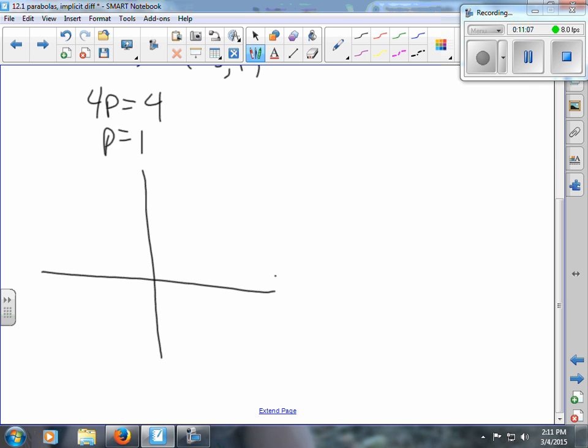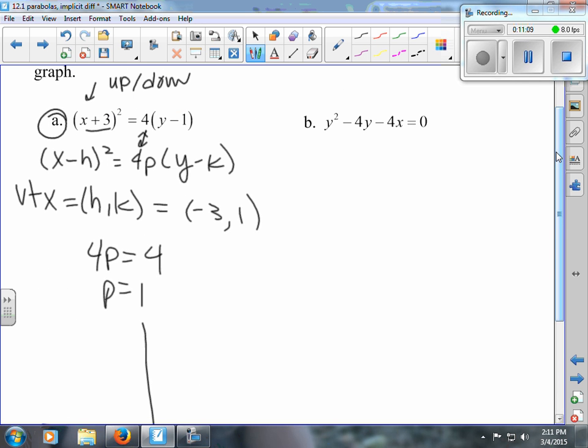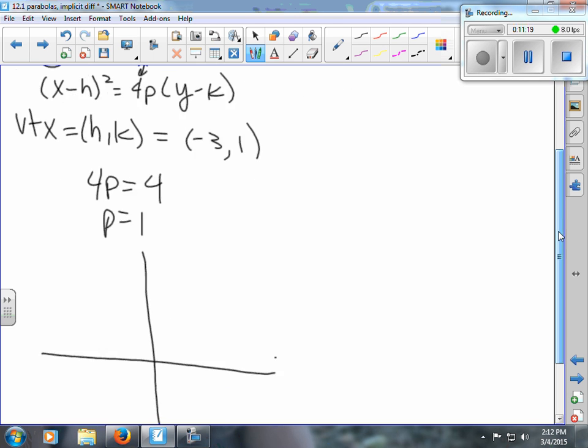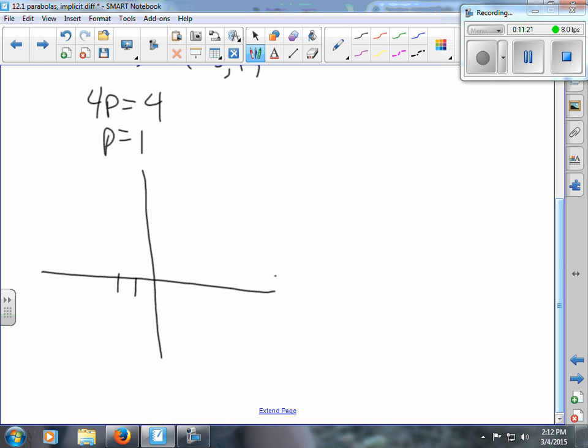So, by the way, am I up or down? I am up because P is positive. So I'm going to open up. And my vertex is negative 3, 1. I'm going to go negative 3, 1. Here's my vertex. And I know I open up. So I'm just going to even write that much.